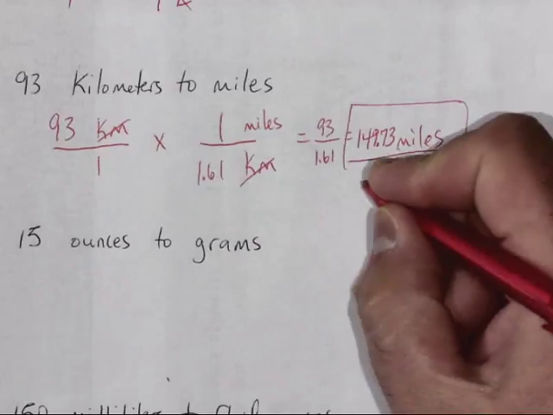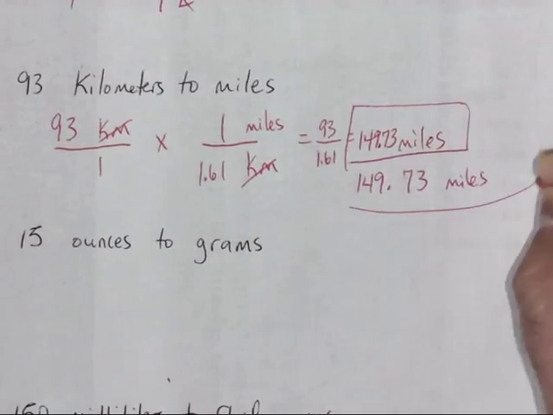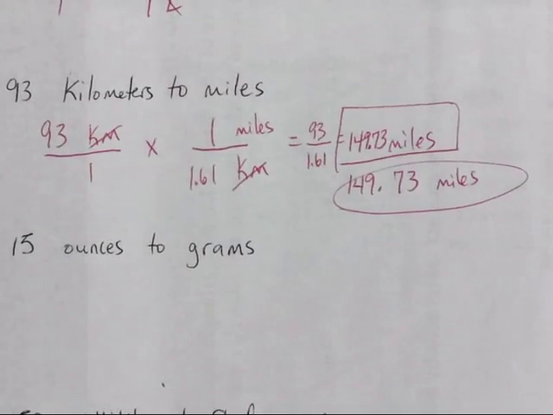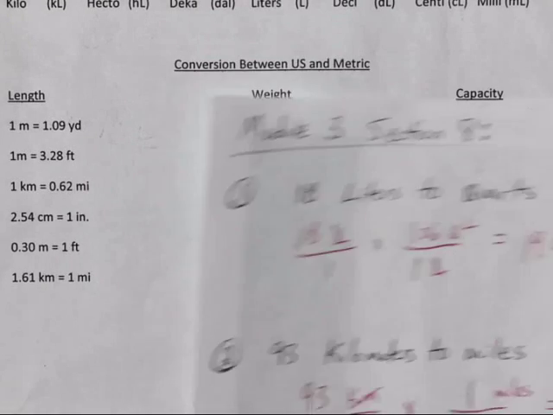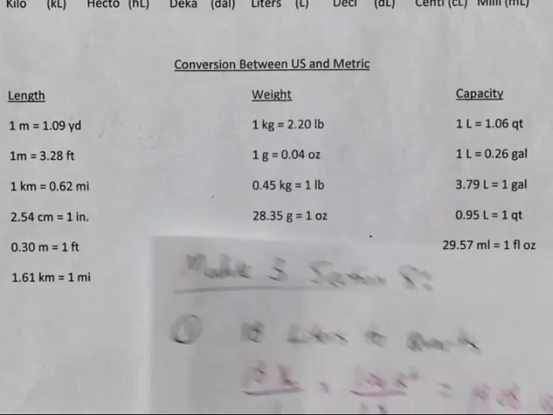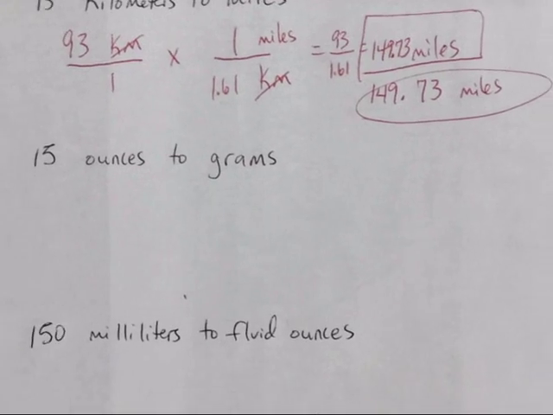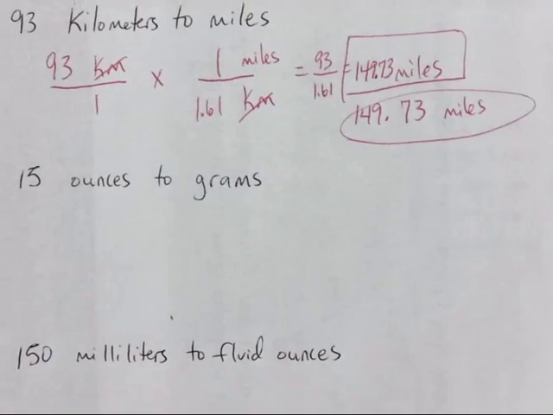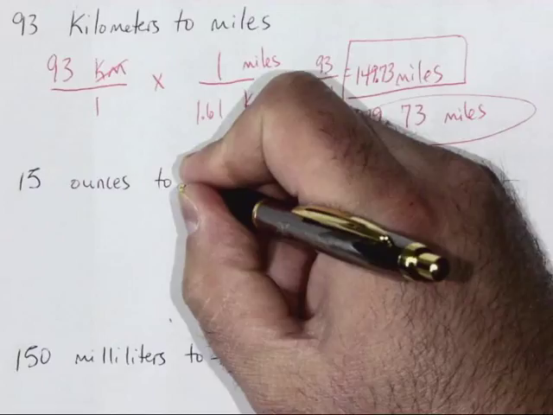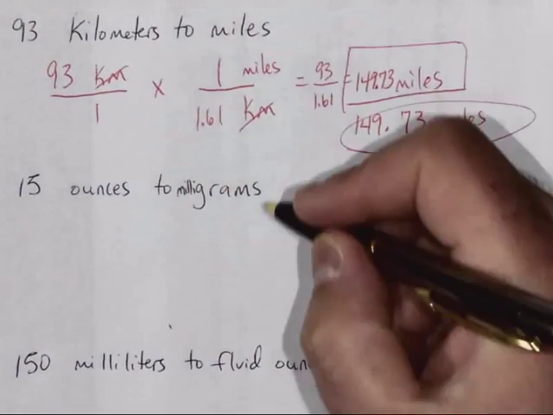Let me just rewrite this so you can see it a little better. 149.73 miles. Okay. All right. Let's do another one here. Let's actually switch this up some. Let's do 15 ounces to milligrams. Let's do one like that. So milligrams, mg.